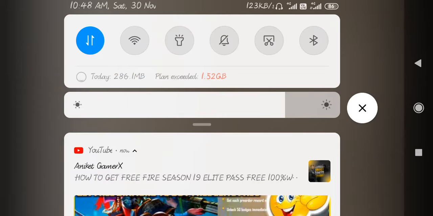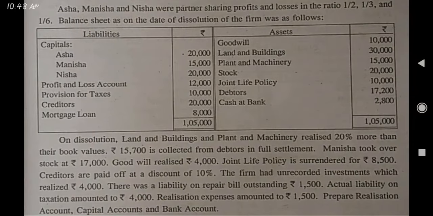The adjustments are: on dissolution, land and building and plant and machinery realized 20% more than their book value. Rupees 15,700 is collected from debtors in full settlement. Manisha took over stock at rupees 17,000. Goodwill realized rupees 4,000. Joint life policy is surrendered for rupees 8,500. Creditors are paid off at a discount of 10%. The firm had an unrecorded investment which is realized at 4,000.